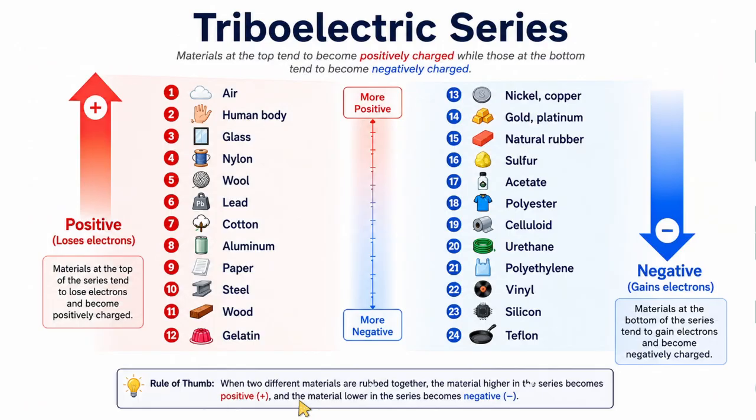A better look at the triboelectric series is this diagram. We can see here, air is ranked number 1 in the triboelectric series, becoming more positive. And at the bottom of the series, rank 24 is Teflon. So we would easily expect or predict that Teflon will gain negative charges when rubbed against any of the materials in this list.